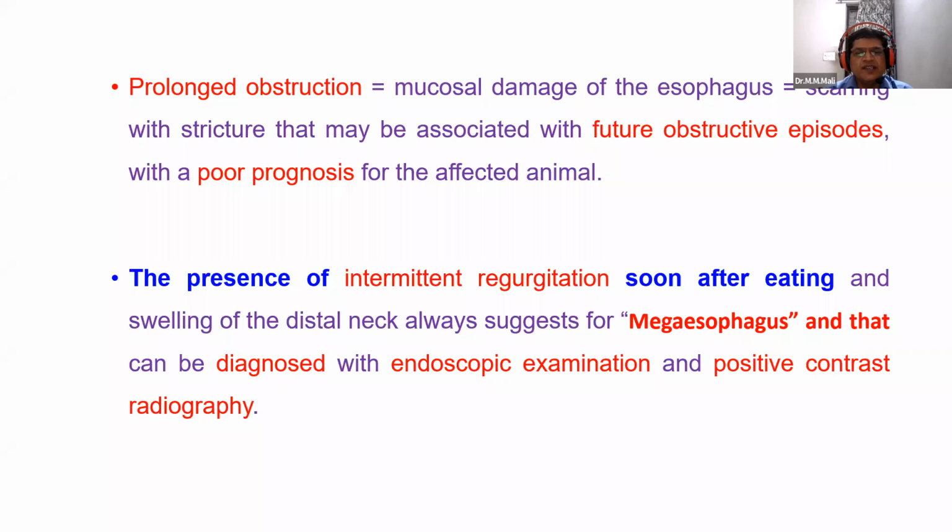The presence of intermittent regurgitation soon after eating and swelling of the distal neck always suggests the presence of megaesophagus, though this is a rare condition. If an animal has these signs, intermittent regurgitation soon after eating and swelling at the distal neck, it suggests megaesophagus, and that can be diagnosed with endoscopic examination and a positive contrast radiography.